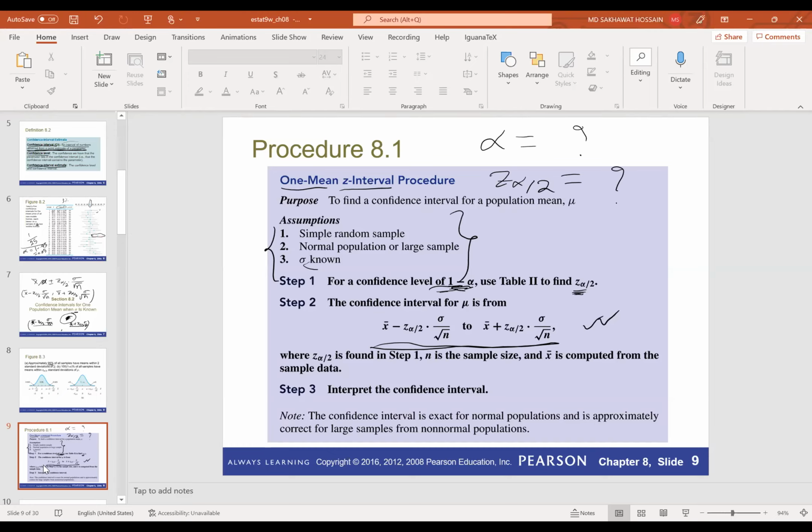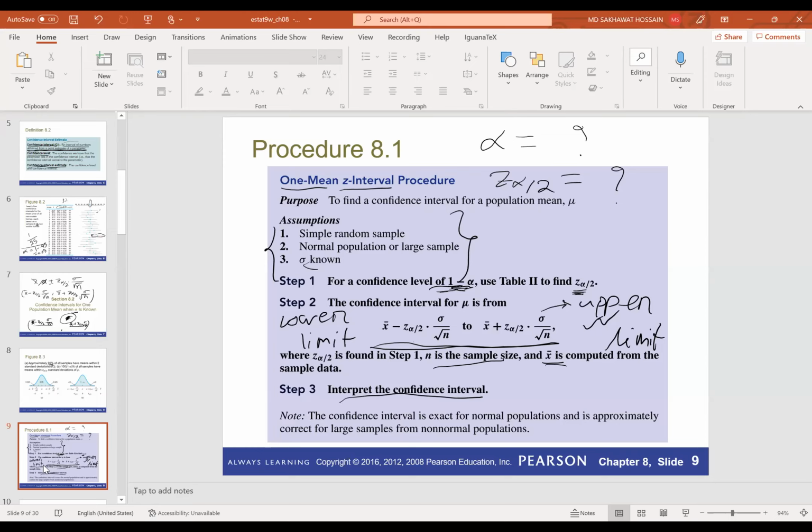This is called the lower limit of the confidence interval, and this one is called the upper limit of the confidence interval. So we have to calculate these two numbers. Where n is the sample size, x bar is the sample mean, and sigma is the population standard deviation. And step 3 is interpret the confidence interval.